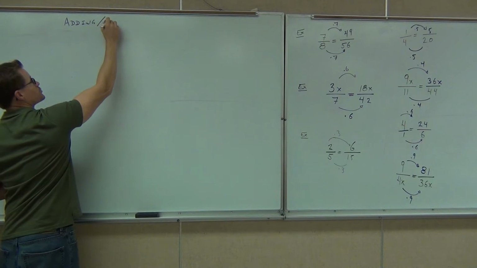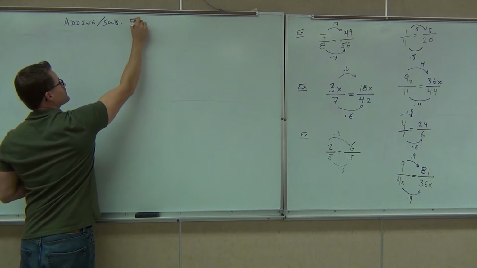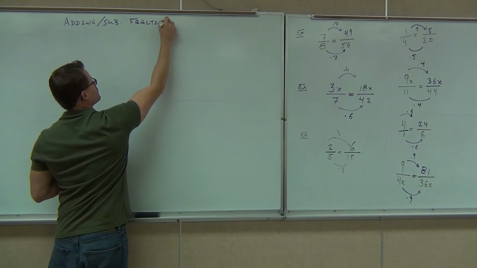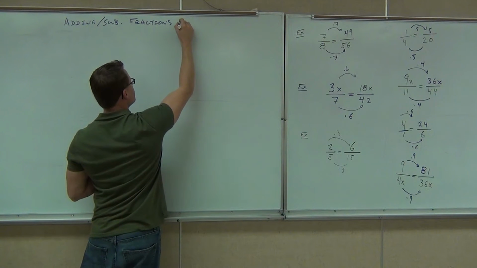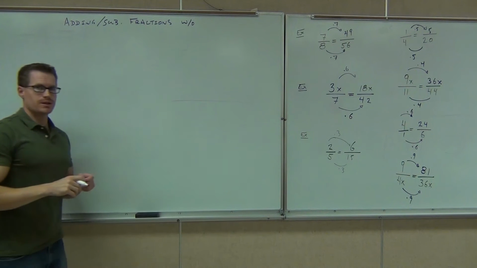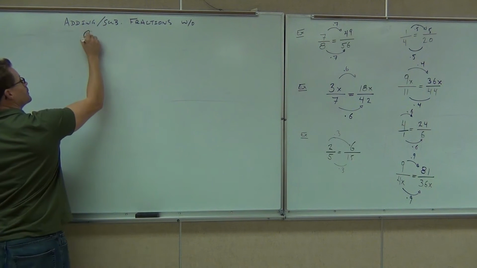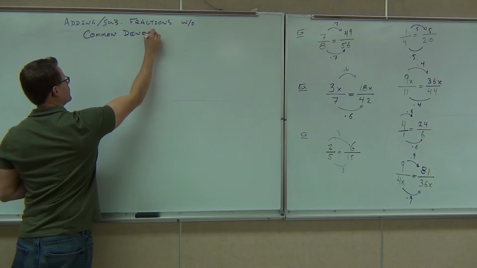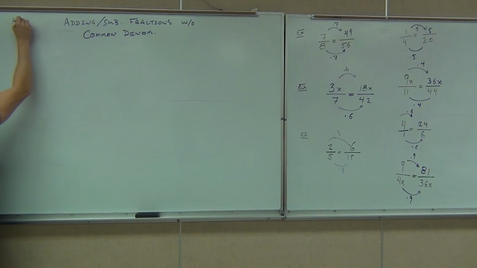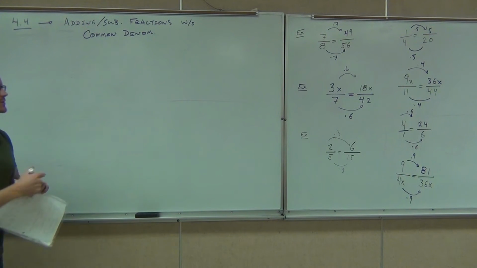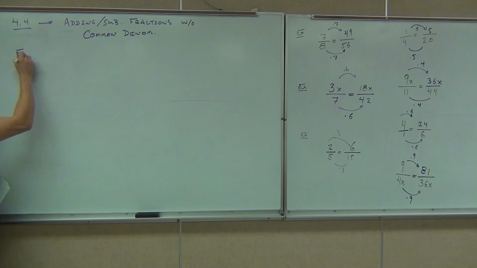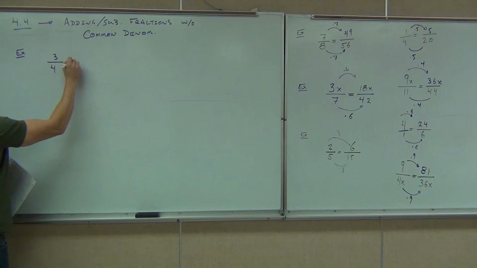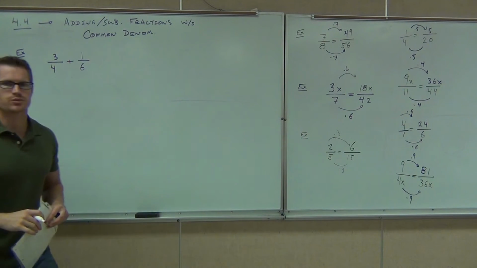So we're going to add and we're going to subtract some fractions that don't initially have common denominators. For instance, it's like 3/4 plus 1/6.